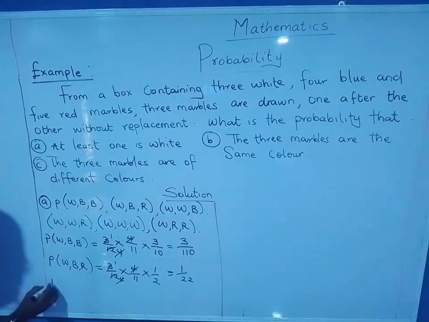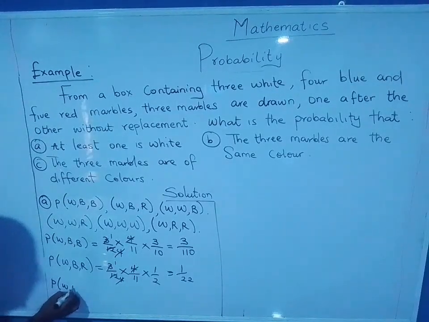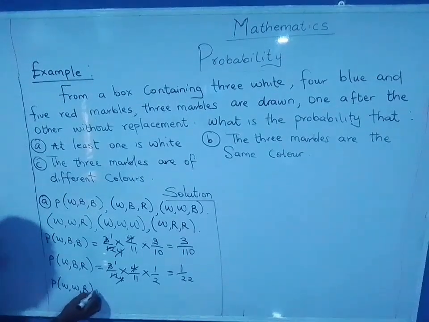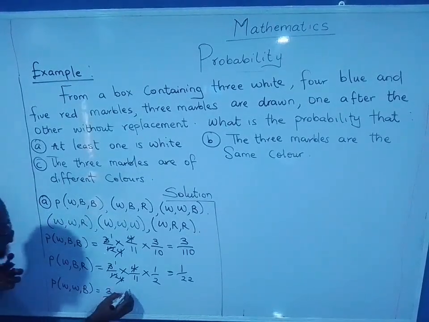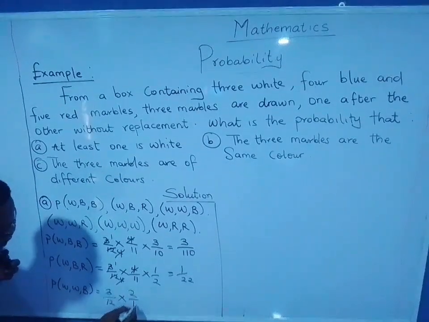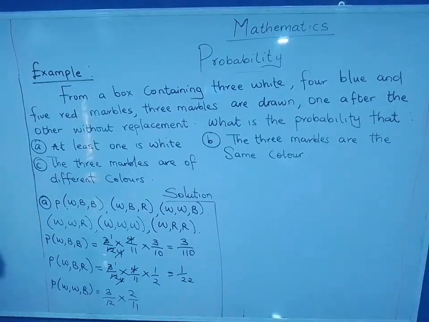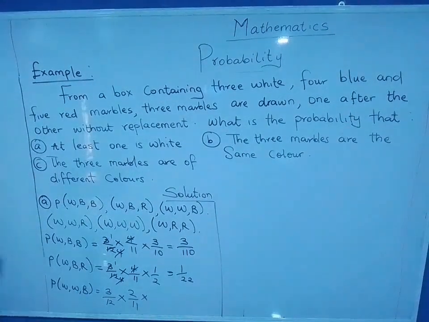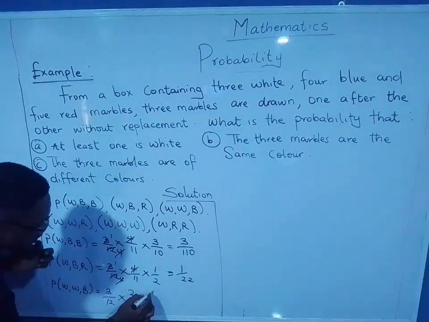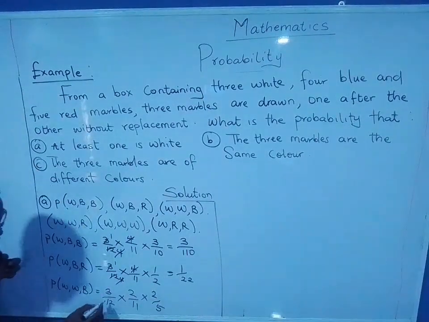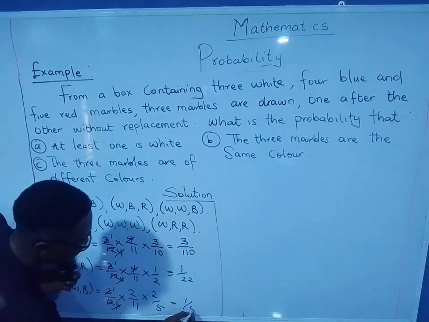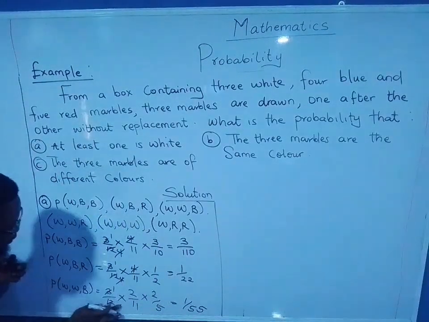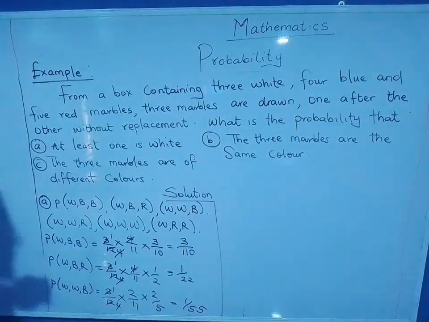The next one, probability of getting WBB. That's what? 3/12. Good. Times 2 over 11, because when you remove 1, it remains 2. Times blue is what? 4 over 10. Beautiful. That's 2 over 5. So this is 1 over 4, which is 1 over 55. Beautiful. Okay, so let's continue.